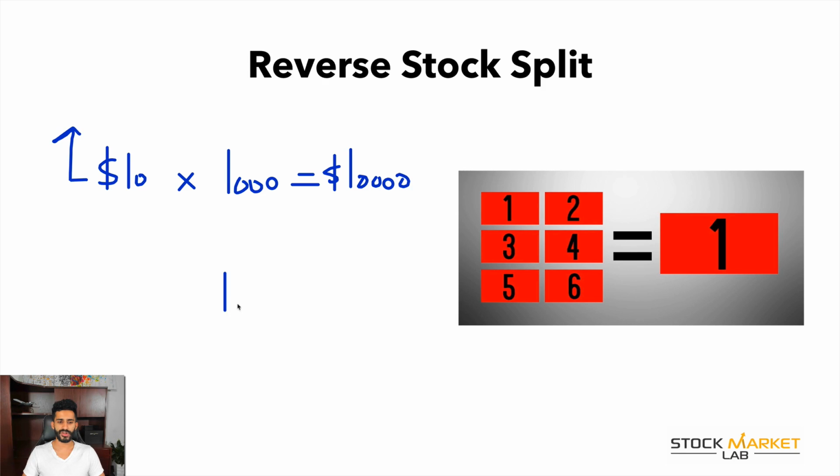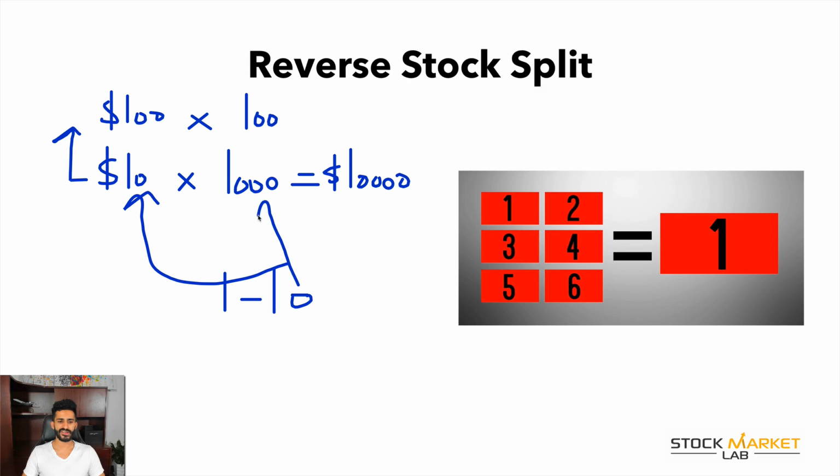So let's say they have a 1-to-10 reverse stock split. The stock price is going to go from 10 to 100, right? And then this is going to go to 100. What happens is this multiplies by that, right? And once it multiplies by that, you get this higher number. And then this divides that number. You don't have to do the math. The system does it for you.